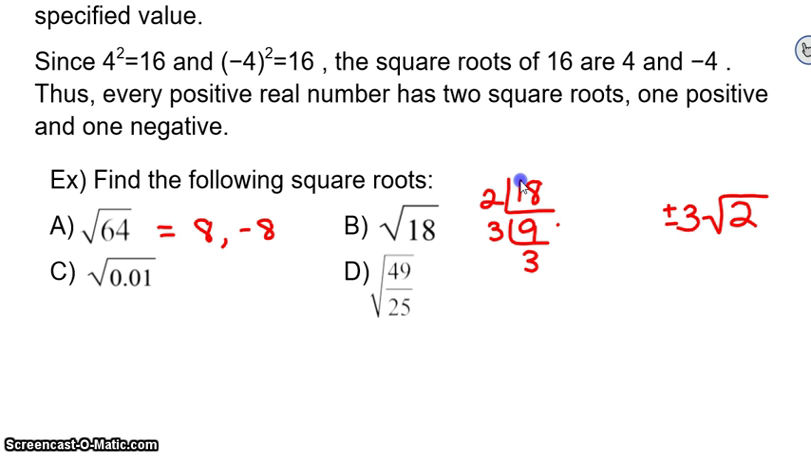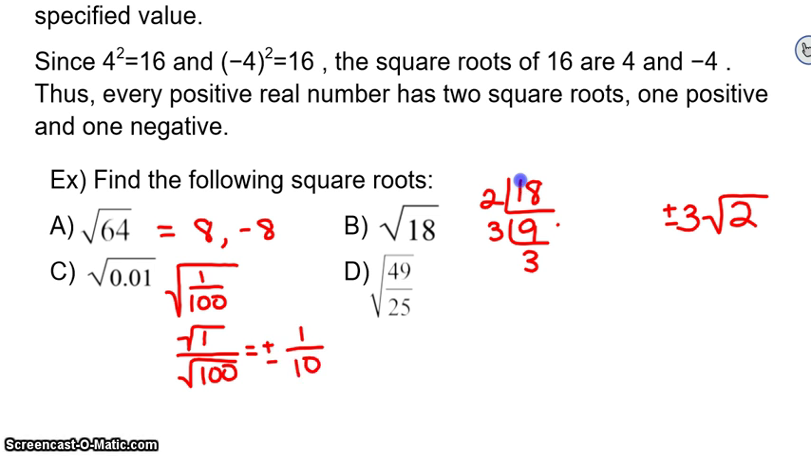For part C, the question has 0.01 and the square root of that. Well, if we think about what 0.01 really is, it's actually 1/100th. And by the quotient property of radicals, we can split that radical apart into the square root of 1 over the square root of 100, and the square root of 1 is 1, the square root of 100 is 10. So the square roots of part C are plus and minus 1/10. If we were to change that back into decimal form like we started, that would be the actual answer.